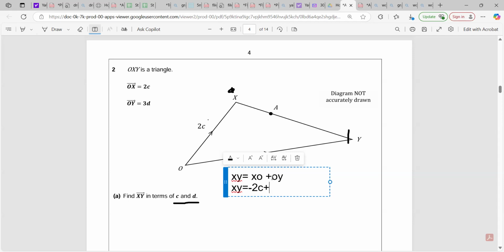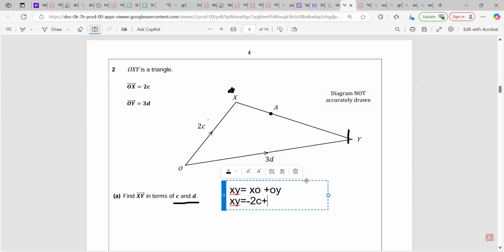plus the distance of OY. But what's the distance of OY? They gave us 3D. That's the answer. But as I say, we don't leave the negative hanging out. So like my good friend Akila did, just put 3D minus 2C. And that's our answer.